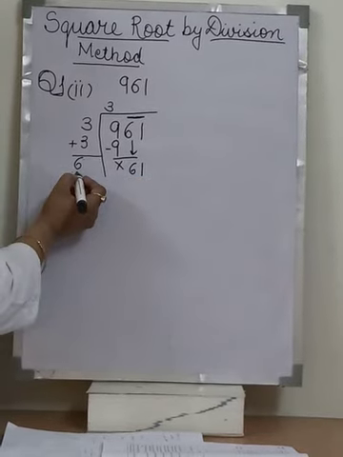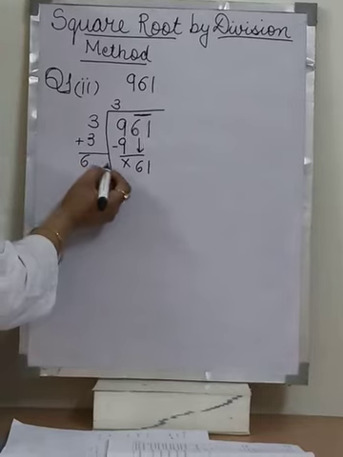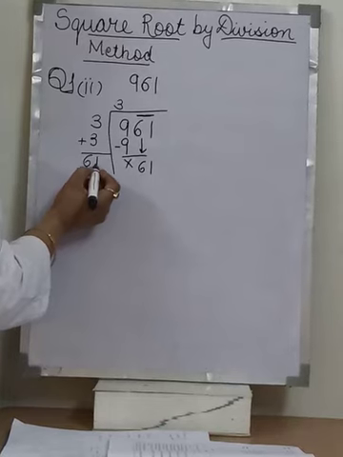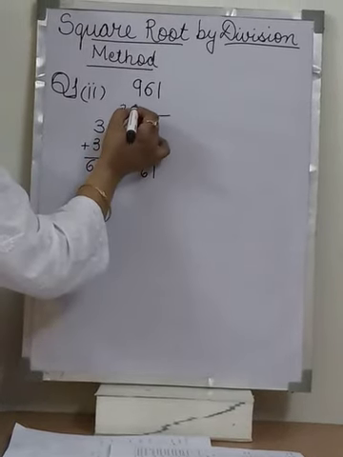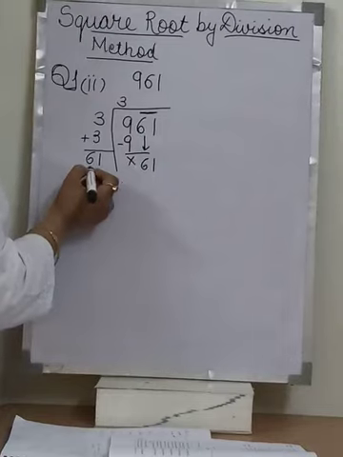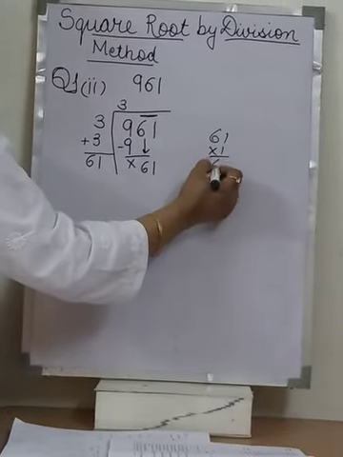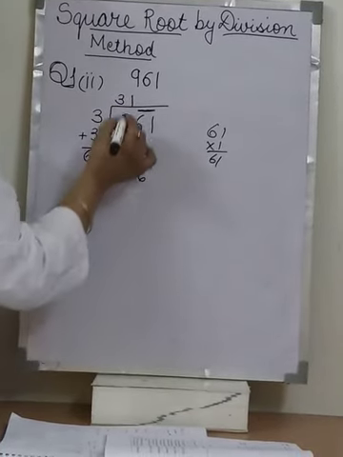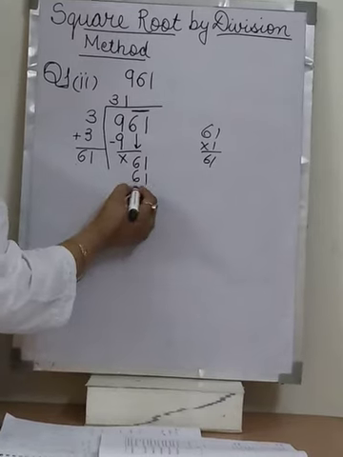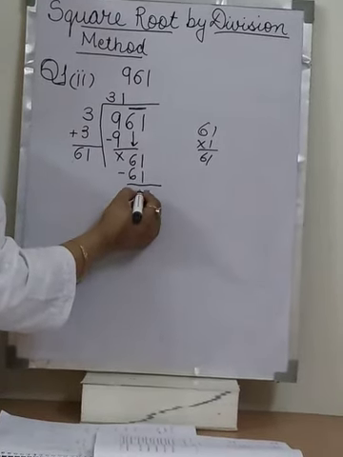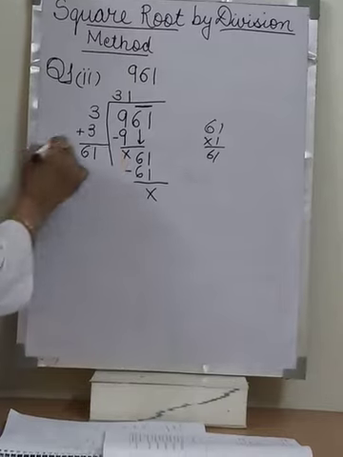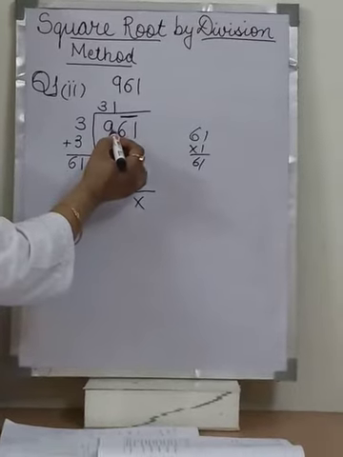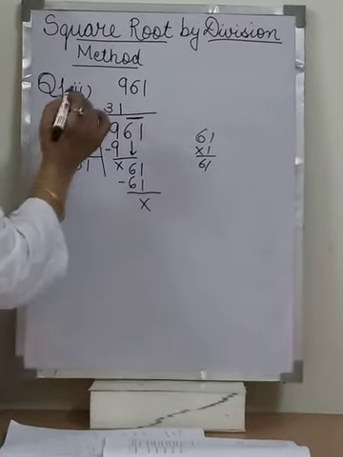Which number should I write in front of 6 so it gets 61? I write 1, so it becomes 61. I am going to multiply this number with 1 only. So 61 times 1 will give you 61. I am writing 1 here as well, and we subtract, and that becomes 0. So by the division method, we learned the square root of 961 is 31.